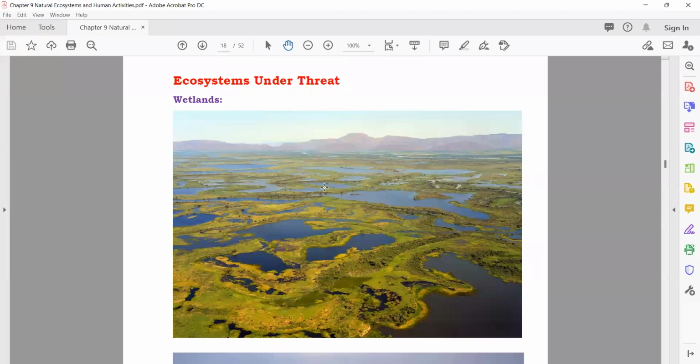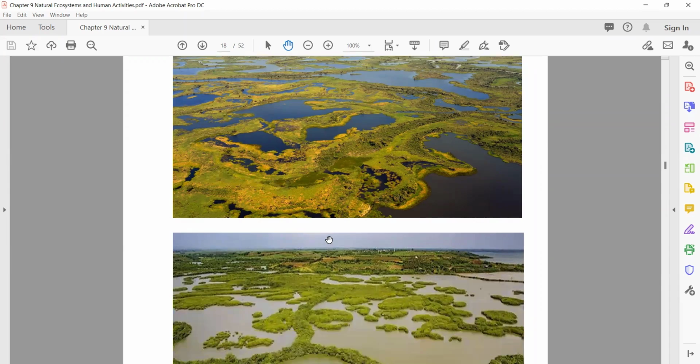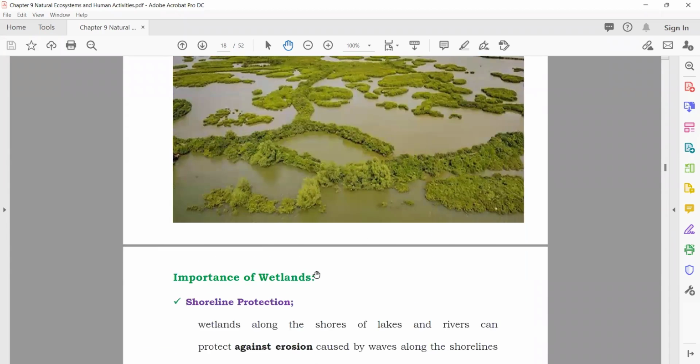After that, we talk about the wetlands. Wetlands are the areas in which you can find water, and the other is dry land but very moist. You can see the different types of this one.